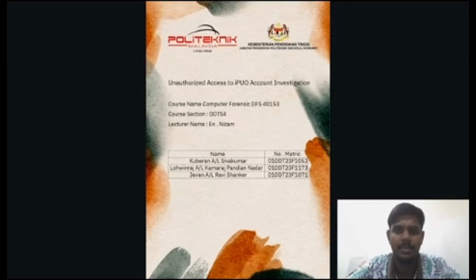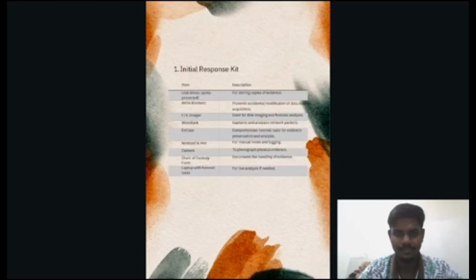This is our PBT for Computer Forensic Problem Based Task, which is titled Unauthorized Access to IPO Account Investigation. This is me and my team members. My name is Kuberan Siukma, and my matrix number is 01DDT23F1052. So let's get into it.